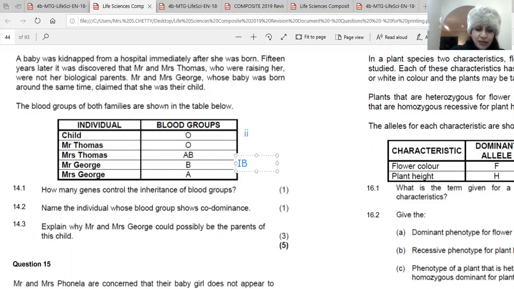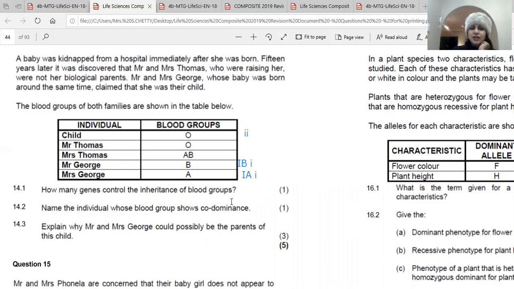Of course, it is supposed to be written as a superscript, okay? So I^B i. And if you're looking at Mrs. George, always I said to you, write down the one with the greater variety, because if you're blood group A, you can be homozygous A, or you can be heterozygous A, isn't that so? So I want to write down heterozygous A. So there we go. Okay, so let's leave a space there. All right, good.